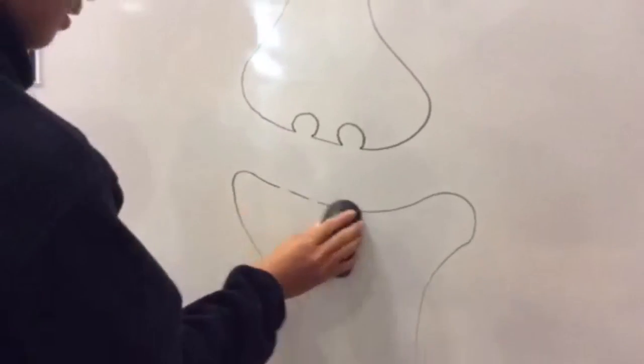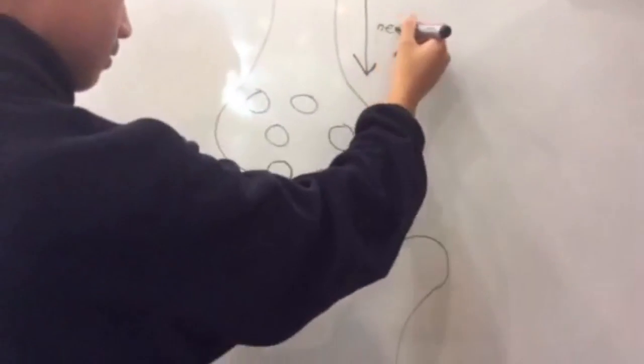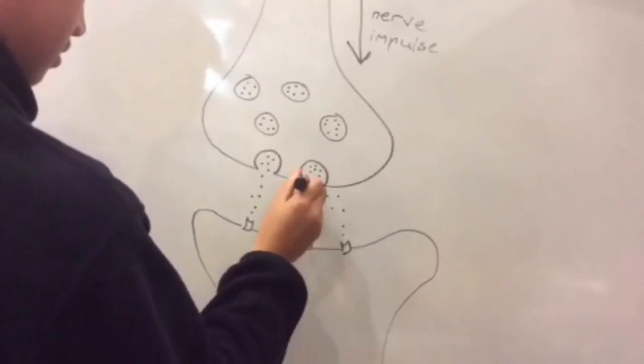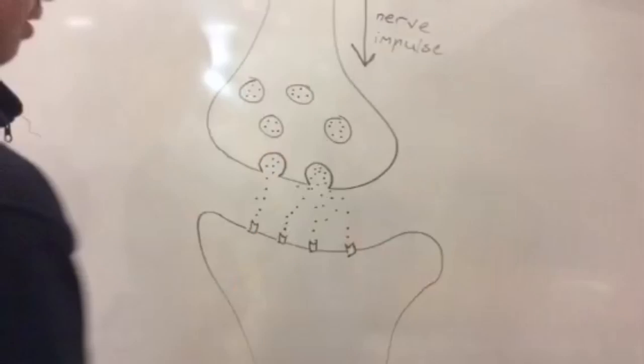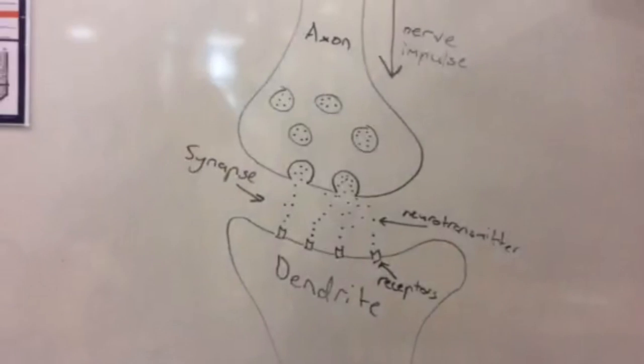The electrical impulse passes from the axon to the axon terminal. From here, it passes through the synapse as a neurotransmitter and to the dendrite. From the dendrite, it passes through the neuron to the next axon, and the process is repeated.